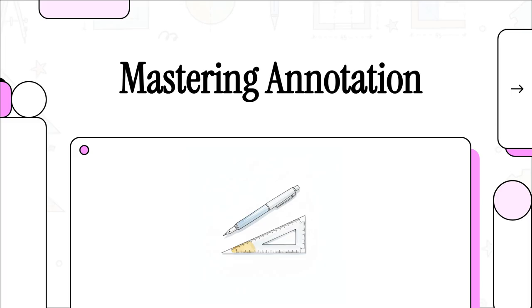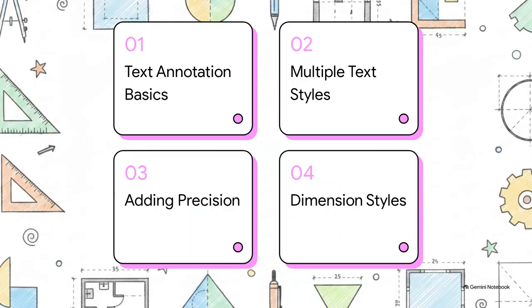We're looking closely at the core mechanics of annotation and documentation. We'll focus specifically on how establishing rigorous text and dimension styles up front will fundamentally change the way you work, keeping your drawings clean, accurate, and just incredibly easy to modify later on. Here's our roadmap for this explainer. We'll quickly cover the basics of text annotation, move into mastering multiple text styles, look at adding precision with dimensions, and finally wrap up with managing dimension styles.